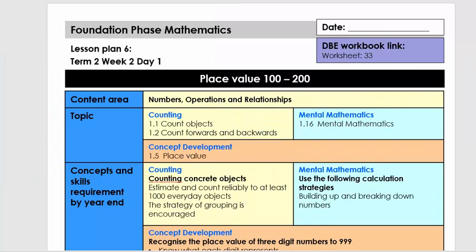Good day, everybody. Today we're going to do lesson number 6 of term 2 for grade 3. Remember, lessons 1 to 5 were revision activities, so you can go and download it from the SA Teacher website. Today we're going to focus on place value 100 to 200.